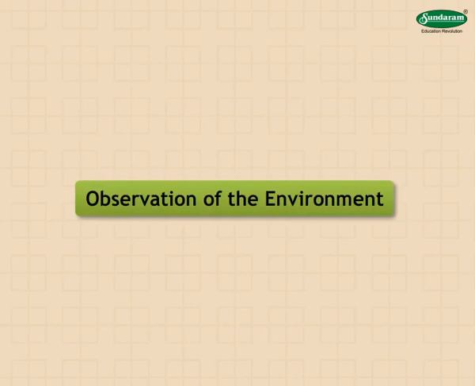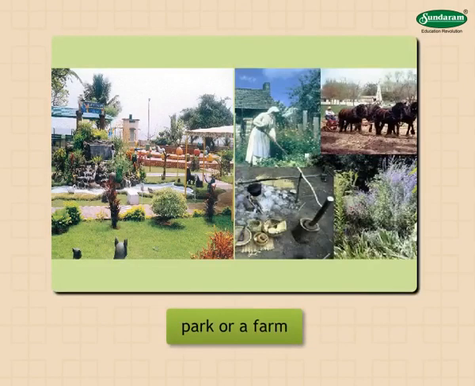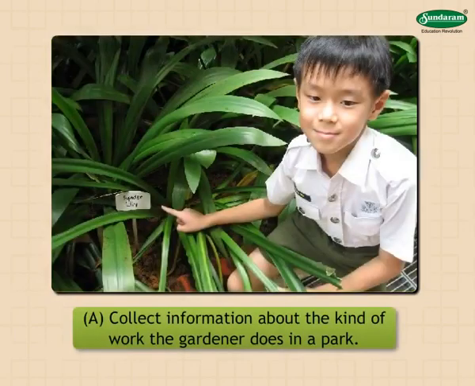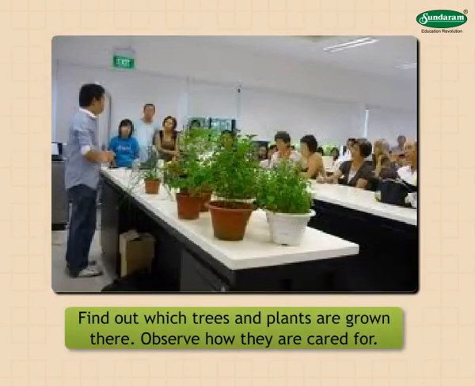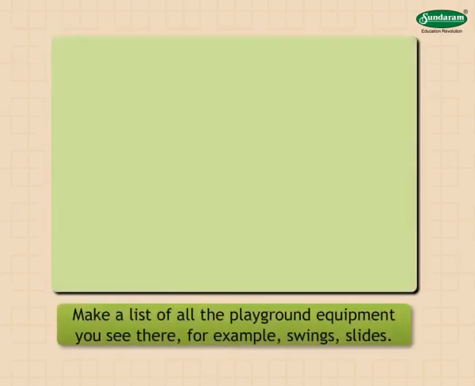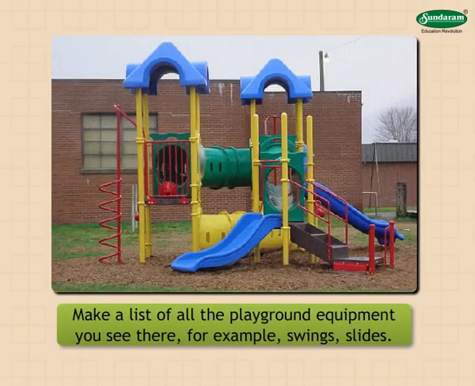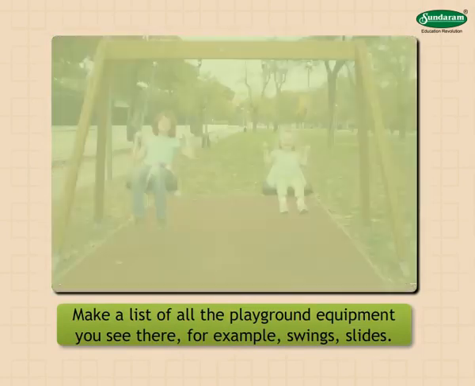observation of the environment. Children, visit a park or a farm in your area. A. Collect information about the kind of work the gardener does in a park. Find out which trees and plants are grown there. Observe how they are cared for. Make a list of all the playground equipment you see there. For example, swings and slides.